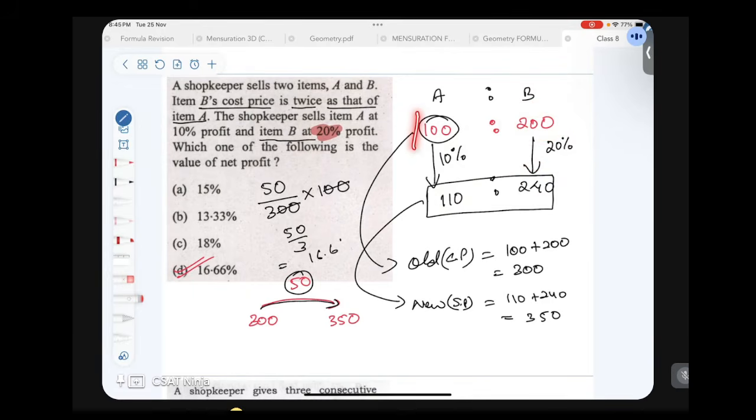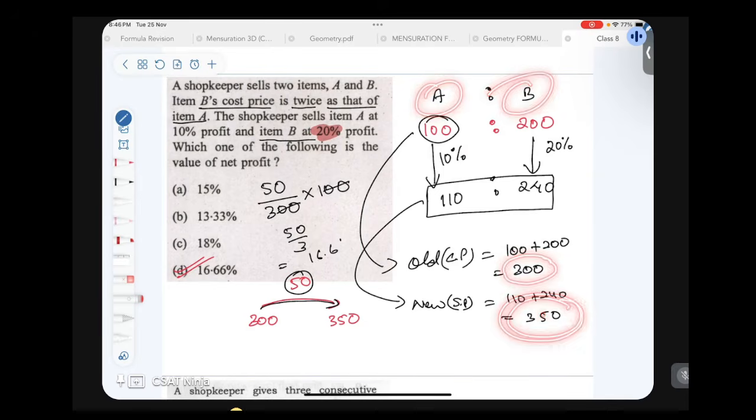Now, the cost price or the buying price of both the articles is how much? Both the articles is 100 plus 200, which is 300. That means the shopkeeper is buying both article A and B together at 300 rupees. But he is selling at 10% profit and 20% profit. That means he is selling at 110 rupees and 240 rupees. So total of 350. That means he bought the articles for 300 rupees, but after selling both the articles, he has money of 350.